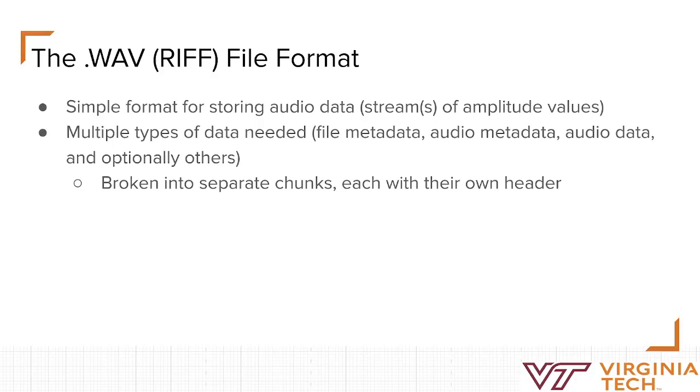So in order to understand the bug, we have to first talk a little bit about the actual file format. The WAV file format is used to store audio data, but it also needs to store other metadata, like metadata for the audio, metadata for the whole file, potentially other types of metadata. But each type of data is broken into a separate chunk, and each chunk has its own header. That's basically all you need to understand here.